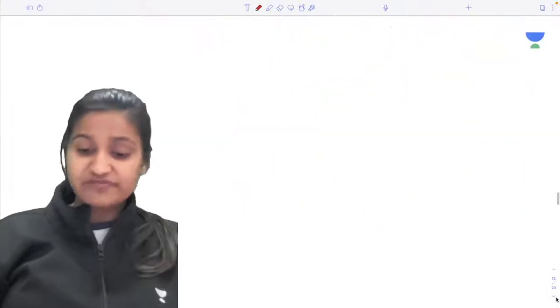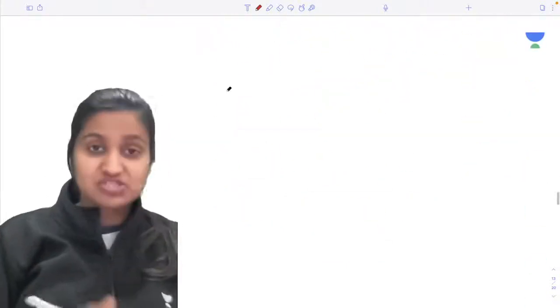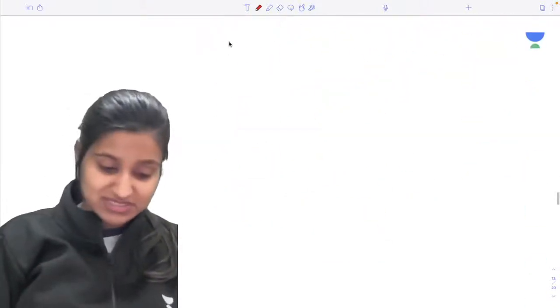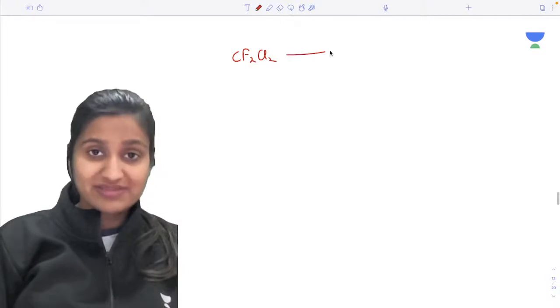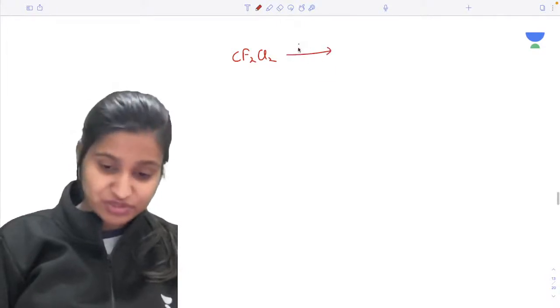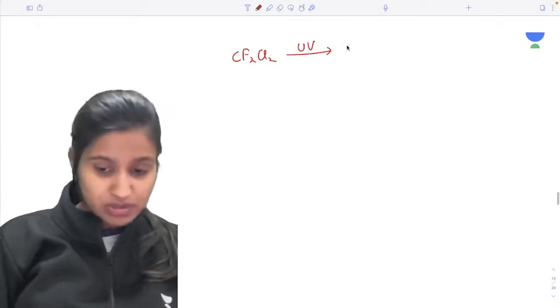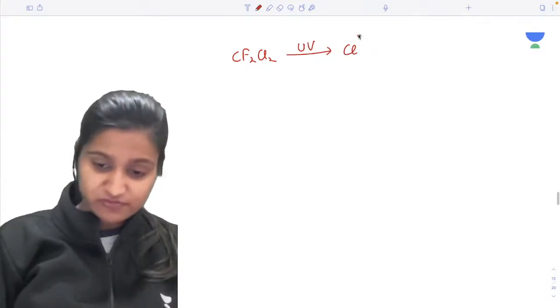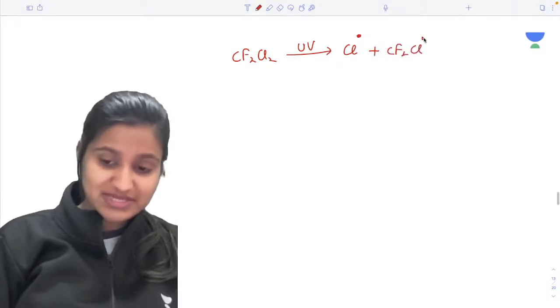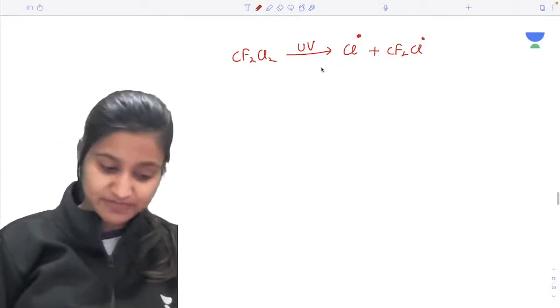If we talk about the reactions with chlorofluorocarbon, you can see that chlorofluorocarbon is CF2Cl2, and when it reacts with UV light, chlorine radicals are formed. ठीक है. So it will form chlorine radical plus CF2Cl radical in this way. ठीक है.